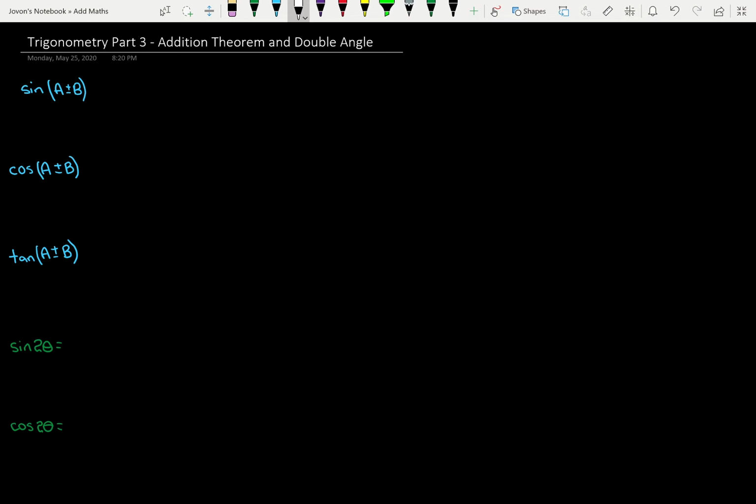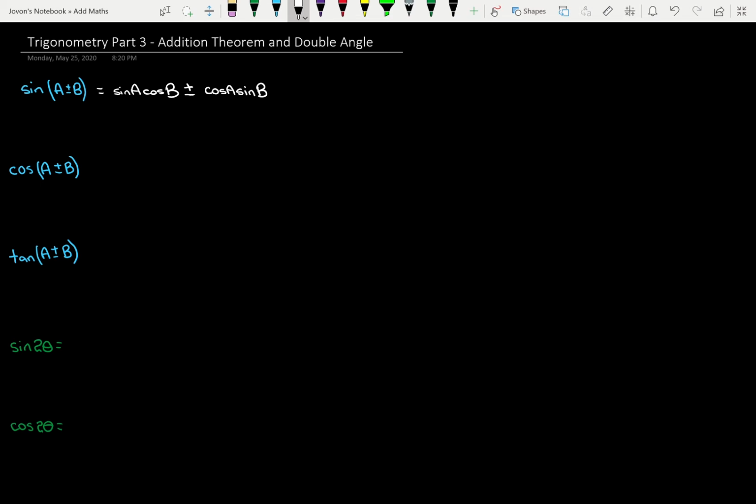So we have sine (A plus or minus B), right? And we need to learn the expansion for this, okay? So the expansion for sine (A plus or minus B) is the same as sine A cosine B plus or minus cosine A sine B. What that means is that the plus goes with a plus, and when it is minus, it is minus. Okay, and that is the expansion for sine.